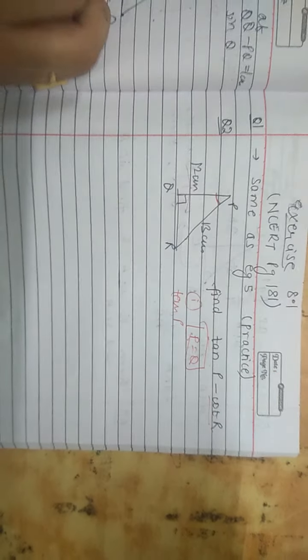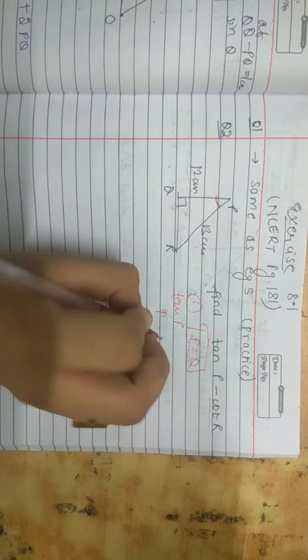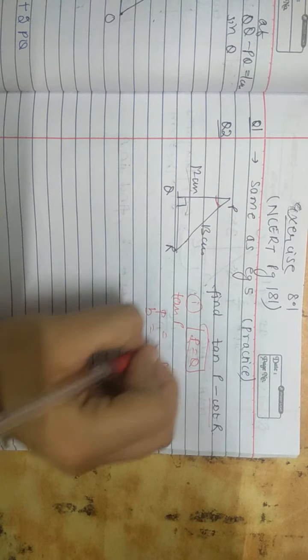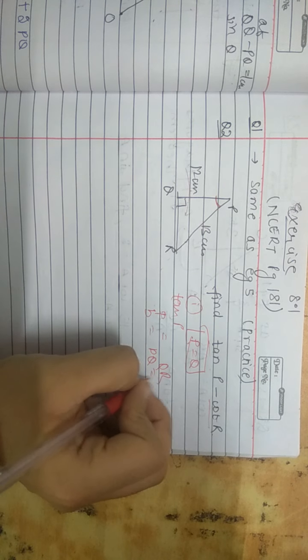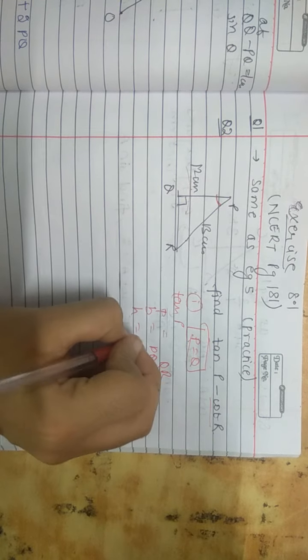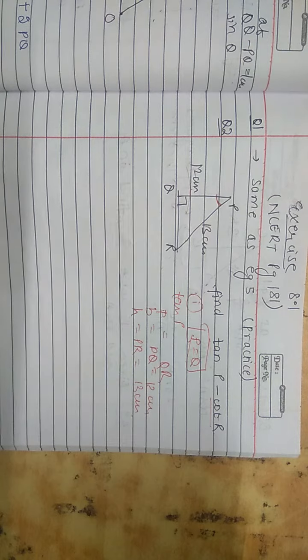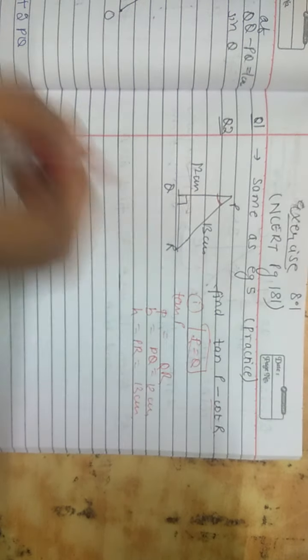With respect to P, I am taking the perpendicular as QR and the base as PQ. The value of this base is 12 cm, and the hypotenuse H will be PR, that is 13 cm. Am I right, friends? Okay. So we have to find tan P.